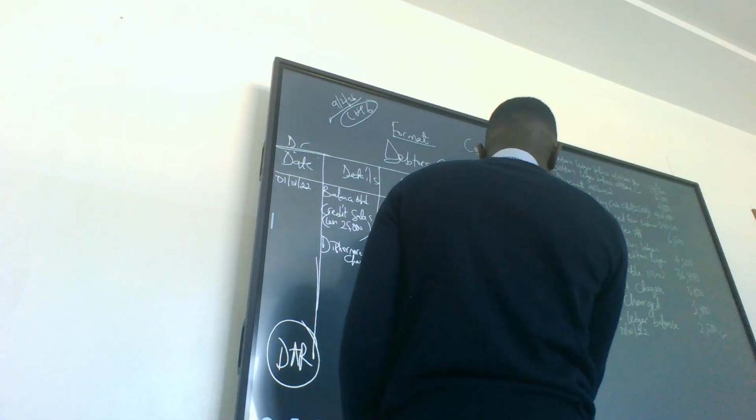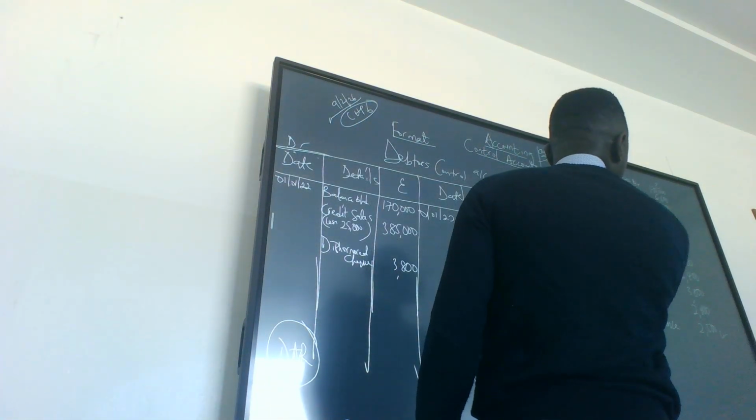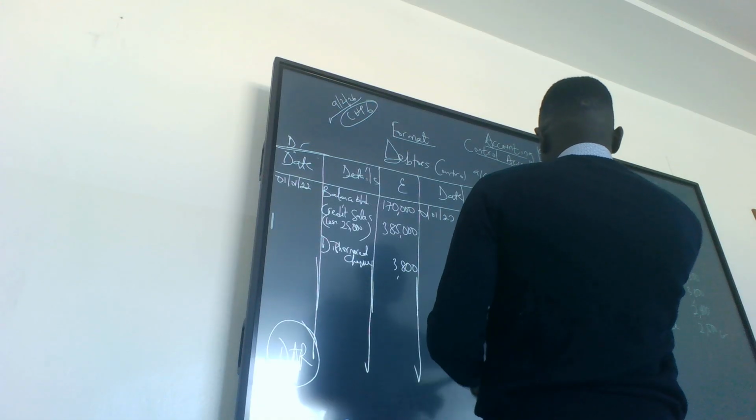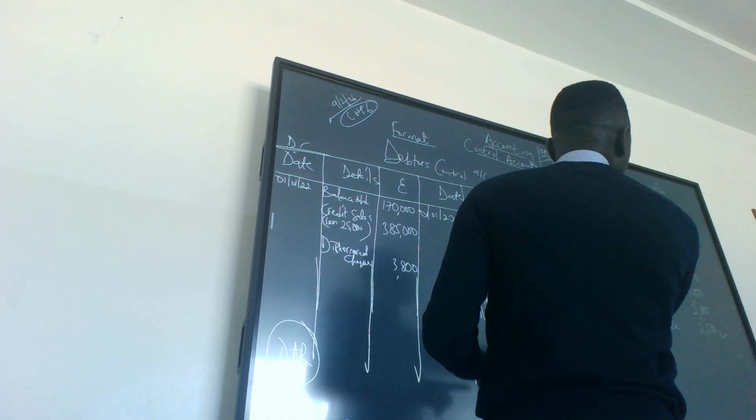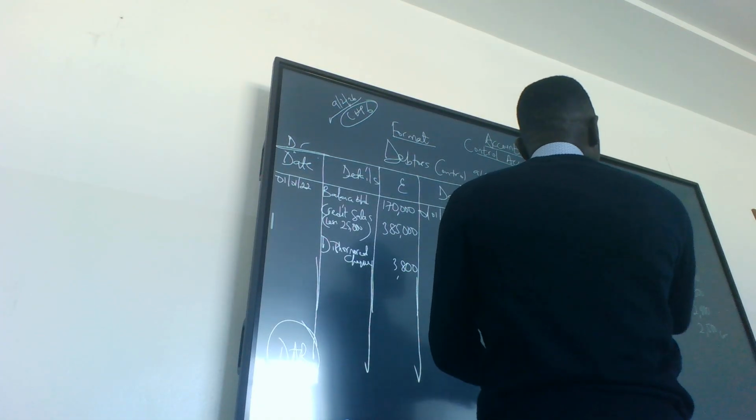Then what else do we have here? So we've done transfer, bills receivable issued. We did that, yes. Then we did dishonored check. So we have interest charge. Interest charge on overdue payments.